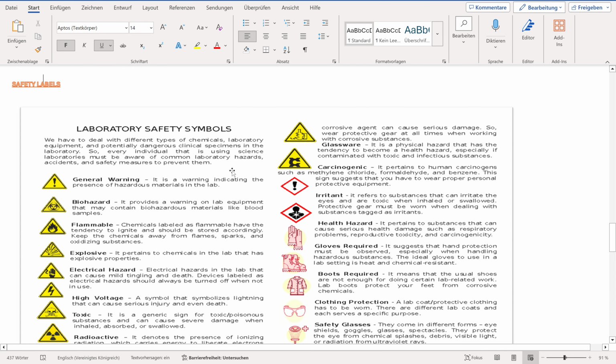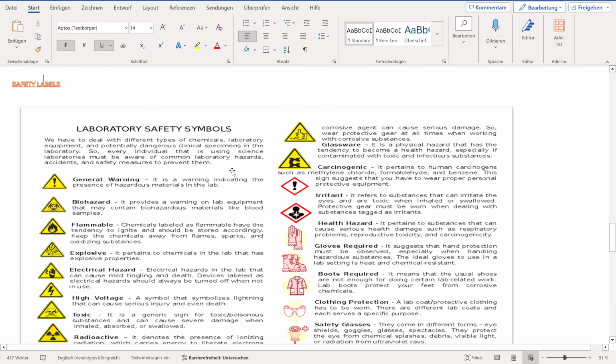We have to deal with different types of chemicals, laboratory equipment, and potentially dangerous clinical specimens in the laboratory. So every individual that is using science laboratories must be aware of common laboratory hazards, accidents, and safety measures to prevent them. Since we'll be using different types of chemicals and laboratory equipment, it is advised for you to beware, right? Like they always say, better safe than sorry.